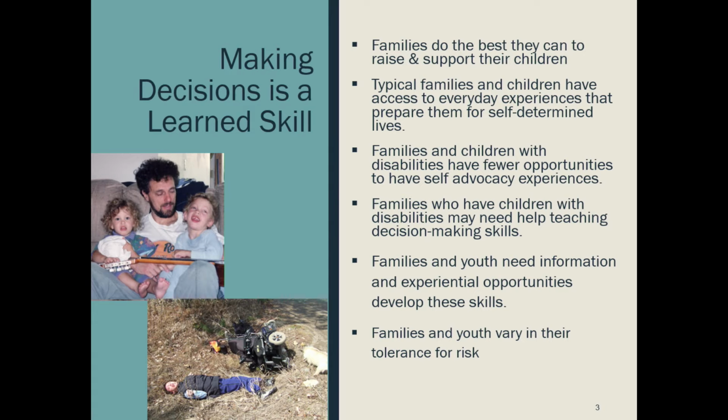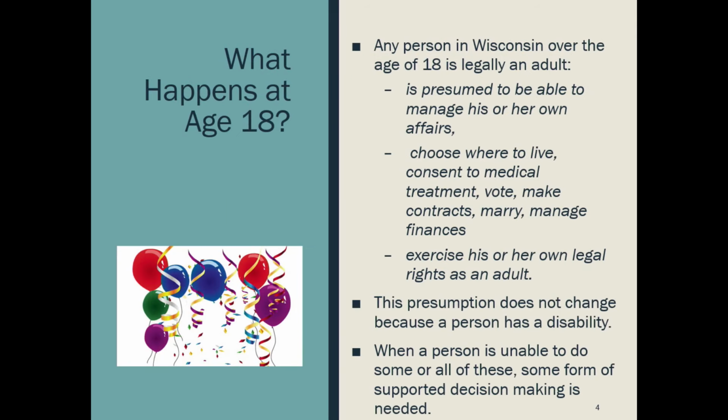So exploring what are we worried about and what does that look like can be really helpful. This is a conversation particularly important in the context of what happens when young adults turn 18. Under the law, all young people are legally considered an adult. They're presumed to be able to make decisions, manage their own affairs, enter into contracts, join the military, vote, marry, all kinds of different things. And that presumption isn't any different for someone with a disability.